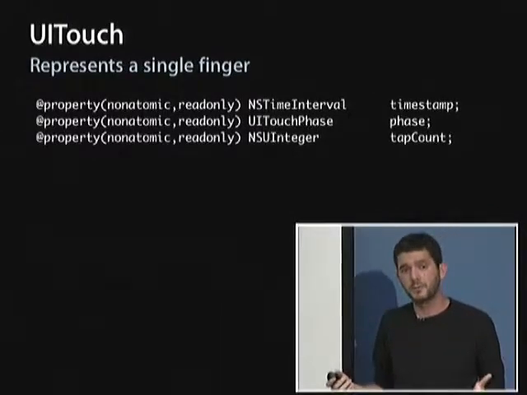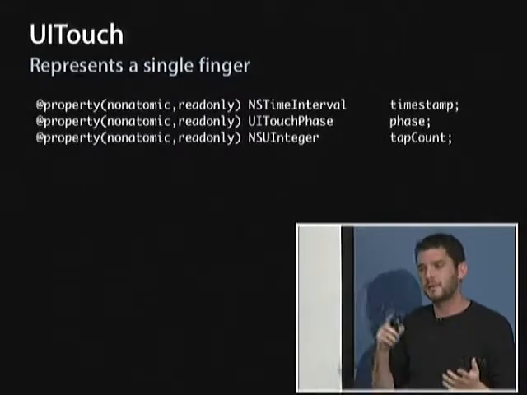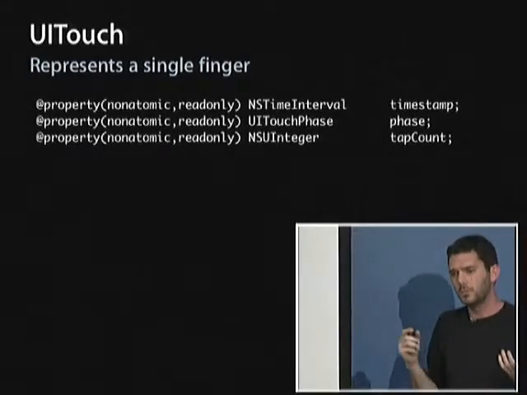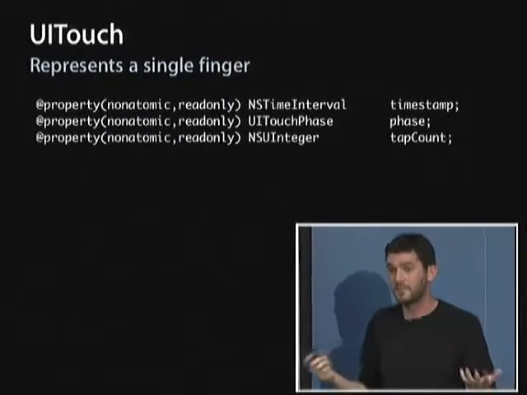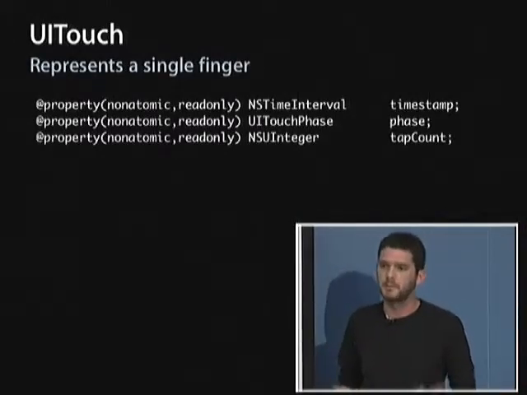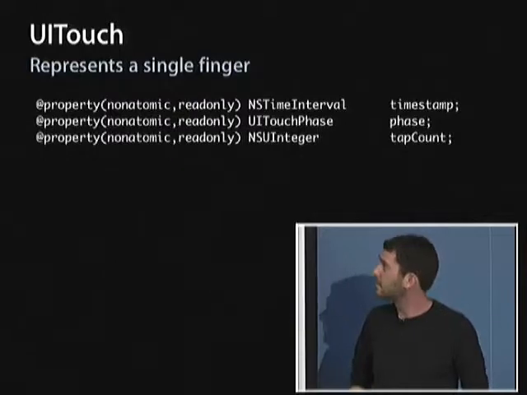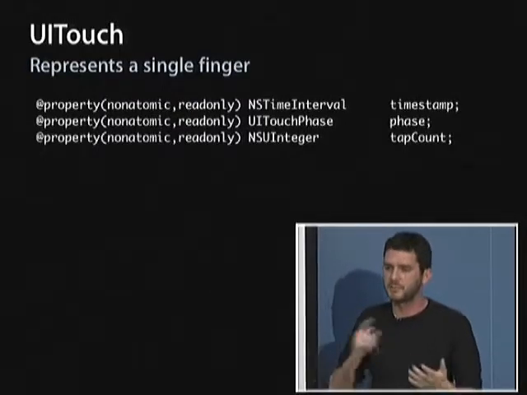And then a tap count, which we increment every time that the user taps their finger on the screen within a certain block of space and a certain period of time that we would consider a tap. It's much like a double click. There's some amount of movement that you can have, and we increment that so you can tell how many times the user tapped and do different things based on that.